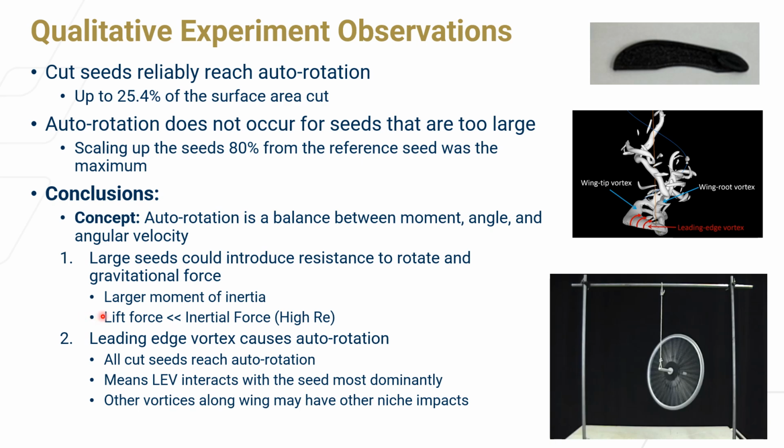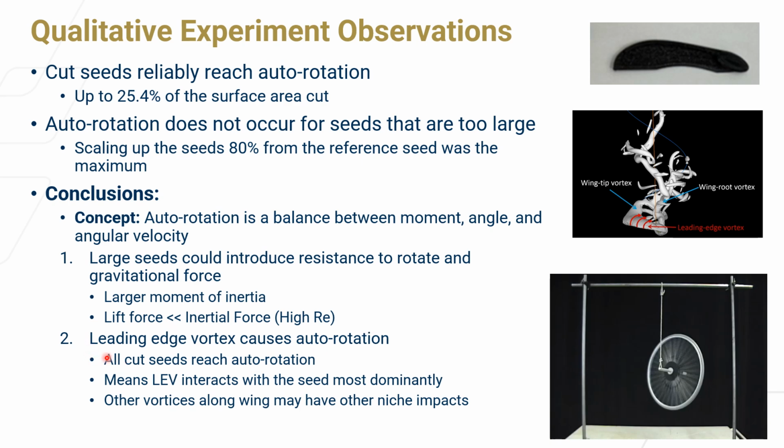As previously mentioned, the larger mass will likely introduce a large moment of inertia, so the autorotation will have to work harder to auto-rotate, or the conditions have to be more extreme in order to overcome the moment of inertia. And the lift force also seems to be much smaller than the inertial force, so a high Reynolds number. What this means is effectively that we have the gravitational force much larger than the lift force, and it will likely fall like a brick and just not have time to auto-rotate.